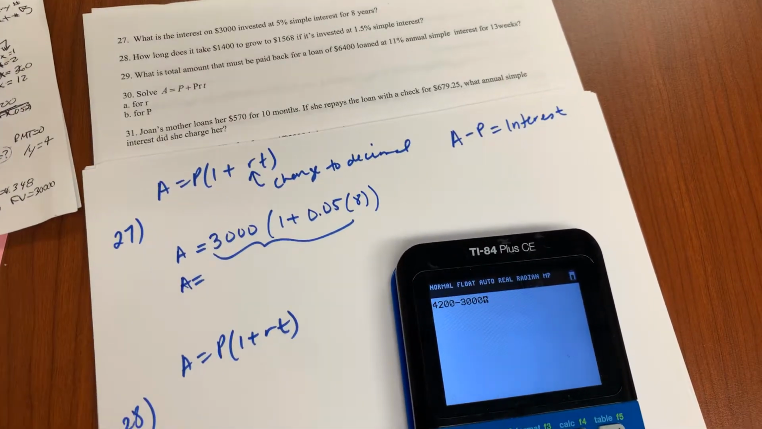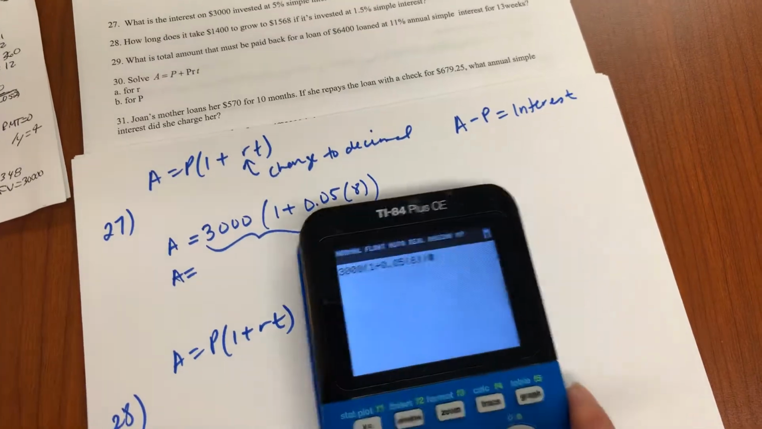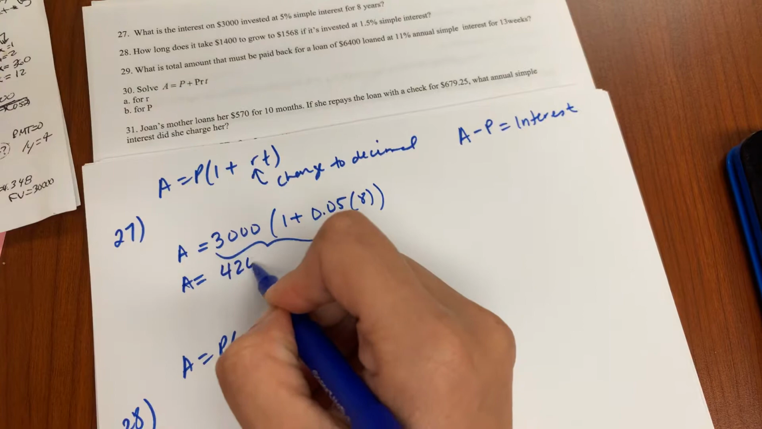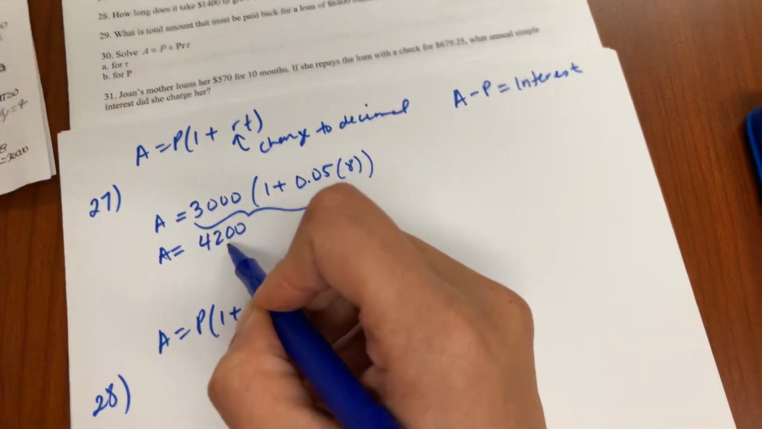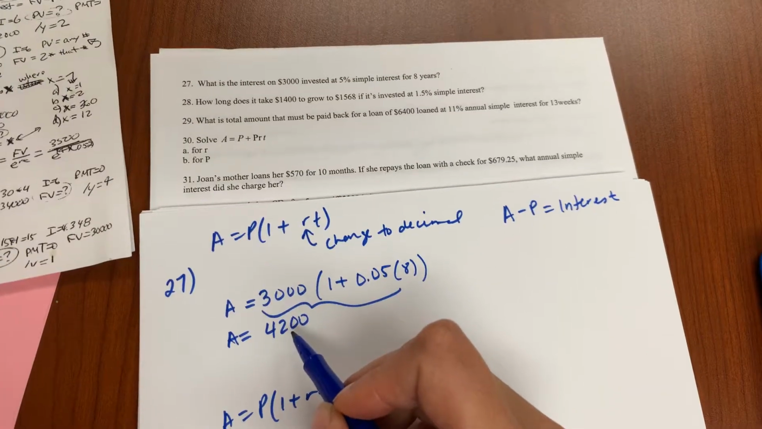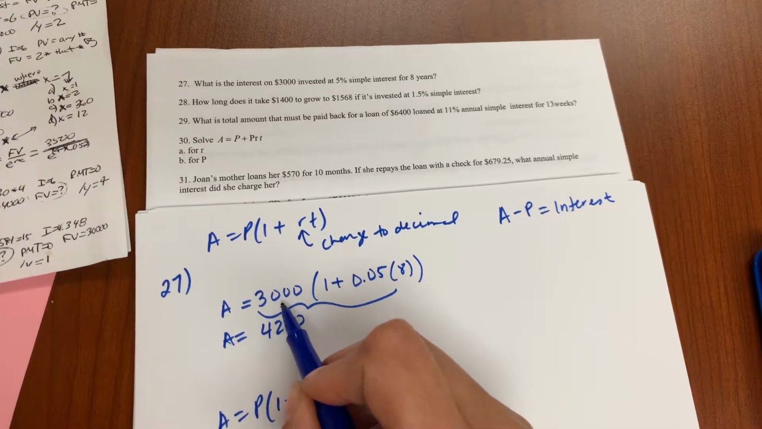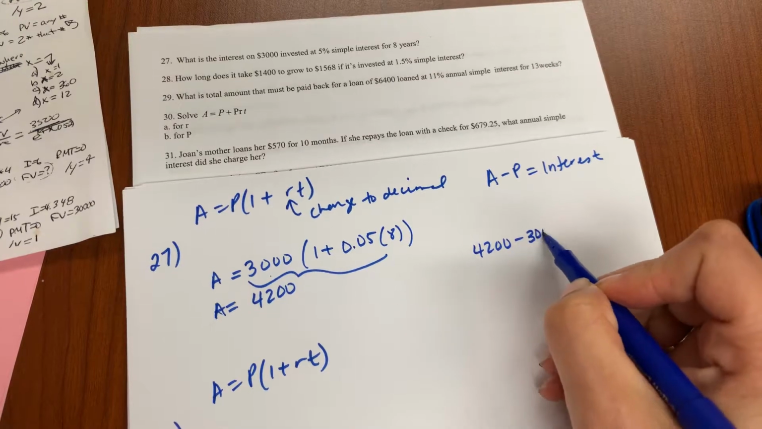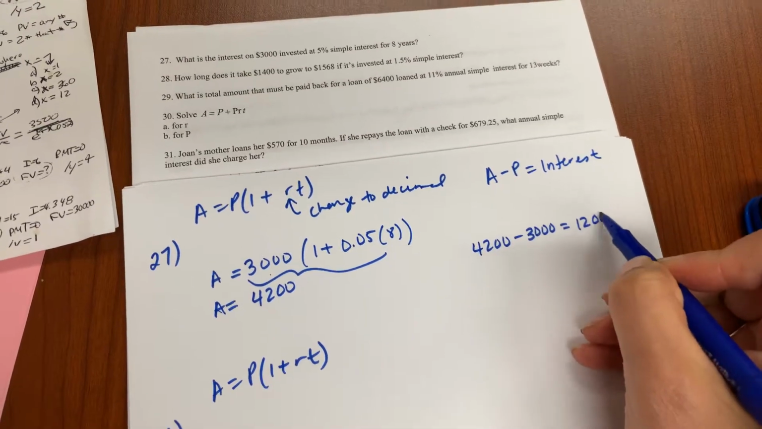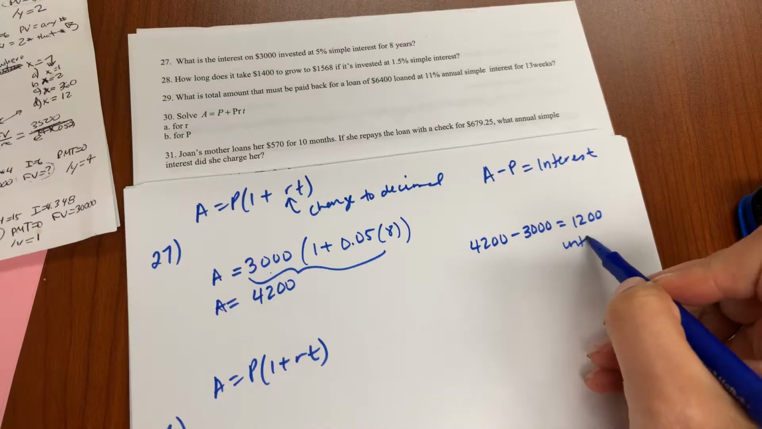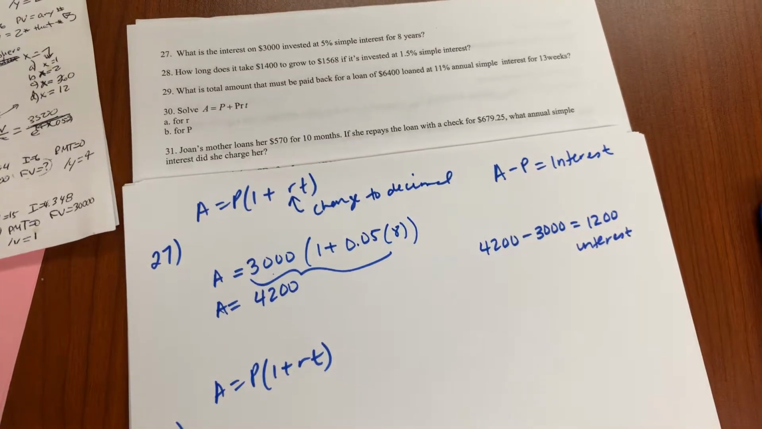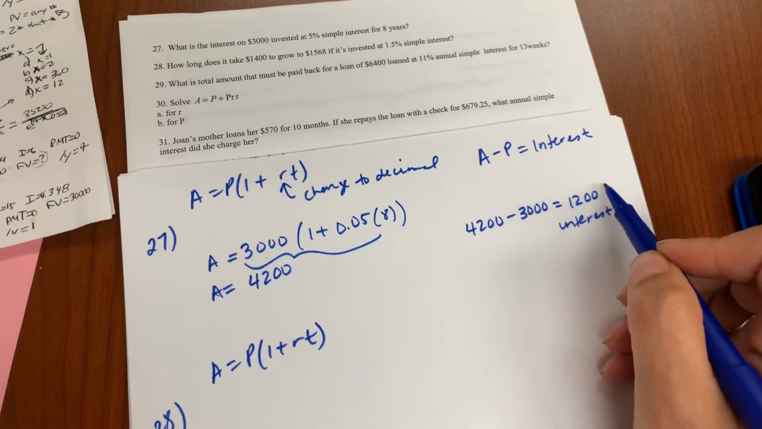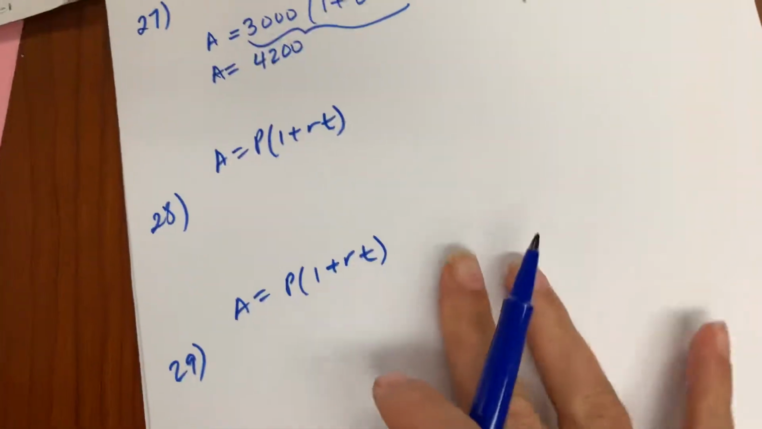Okay. So I put it in my calculator and I get 4,200. So my future amount is 4,200. So this is how much I'll get in the future if I invest $3,000. So the interest would be the subtraction of the 4,200 minus the 3,000, and you get $1,200 is the interest. So hope that helps. Let's move on to the next problem, number 28.